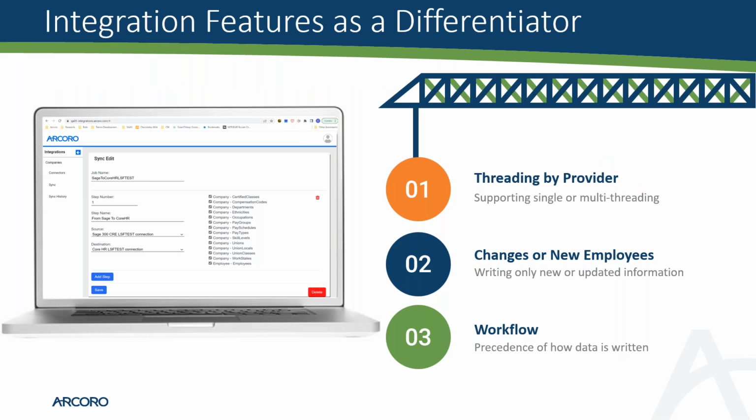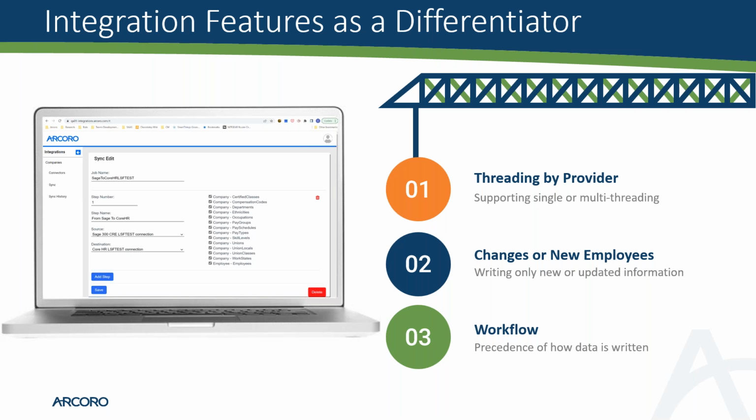So integrations as a differentiator here at Arcoro. Now this first one here, 01, says threading by provider. That's kind of nerdy. So let me try to explain that with an analogy, if you will, metaphor. Let's just say you're in traffic. You're in the 10th car in traffic and you're pulling up in a single lane up to a 4-way stop sign. Only one car can go through at a time. That would be considered single threading. So only one piece of data can go through.